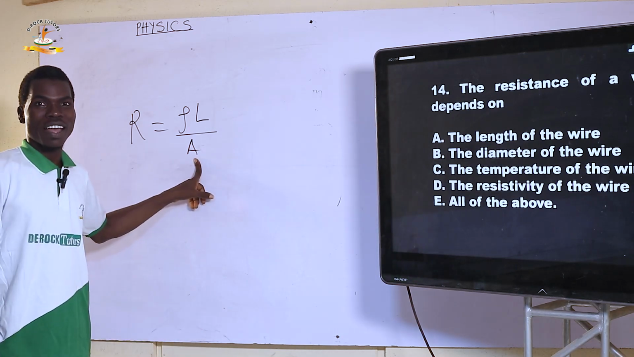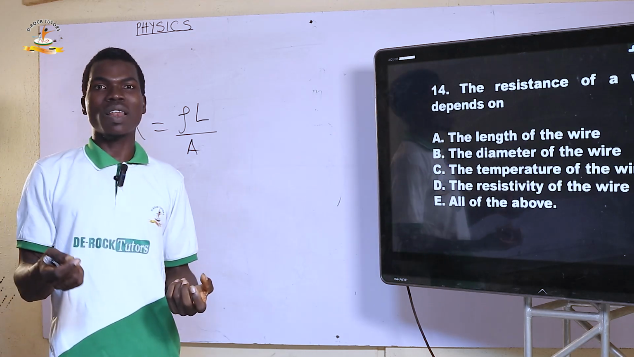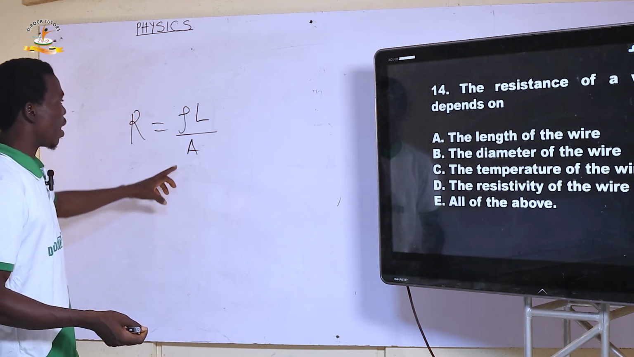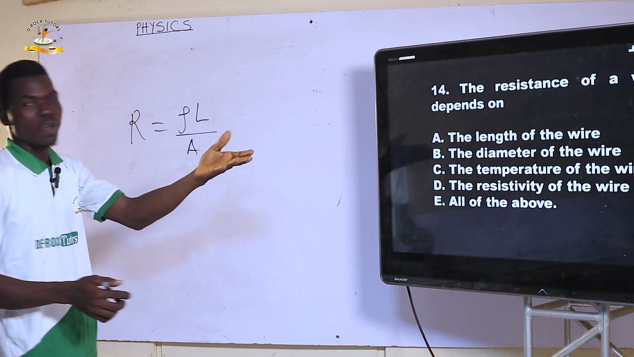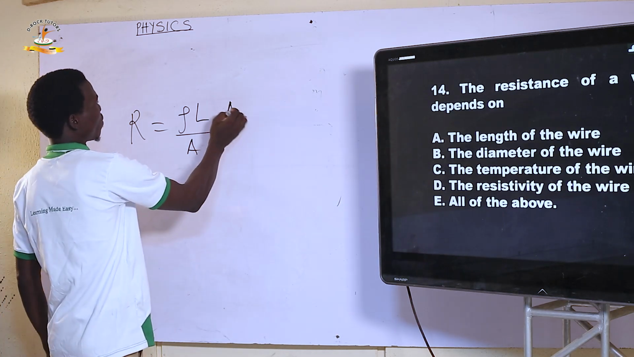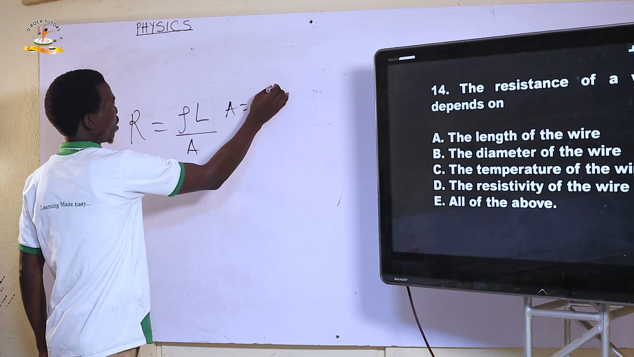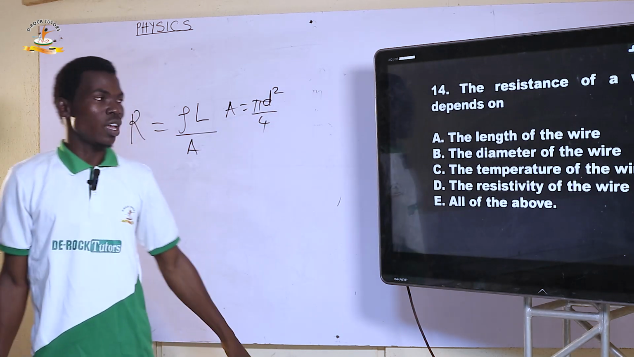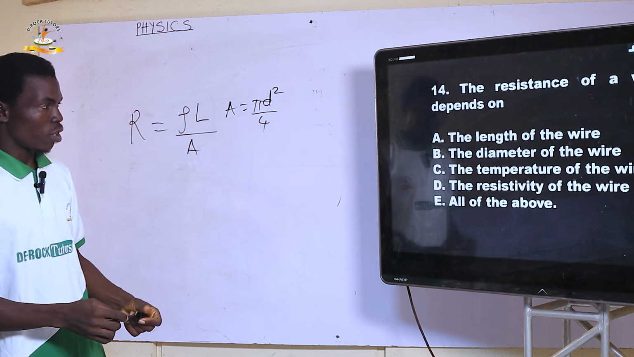When you talk of area, the wires are circular or cylindrical in shape. However, area is a function of diameter. So don't forget that your area is pi d square all over 4. So it also depends on the diameter. So it is also a very good option there.